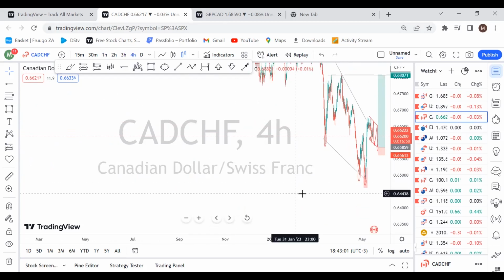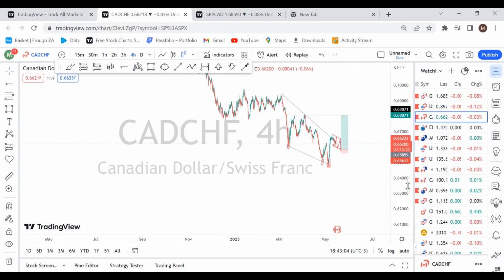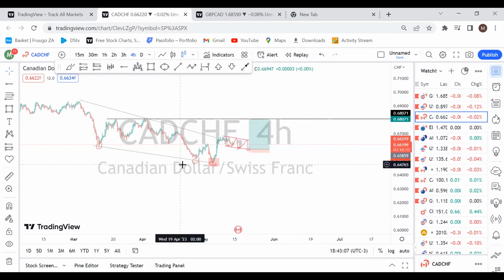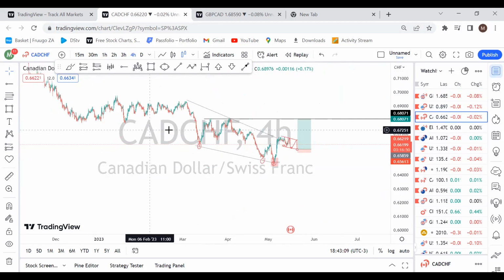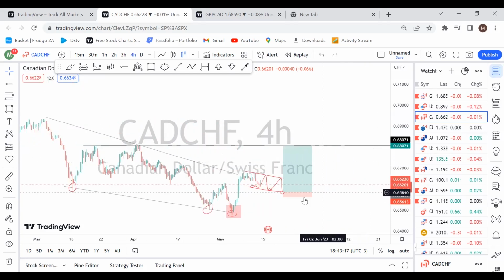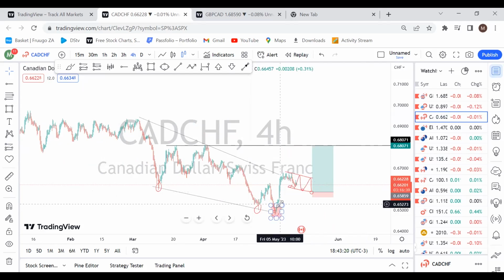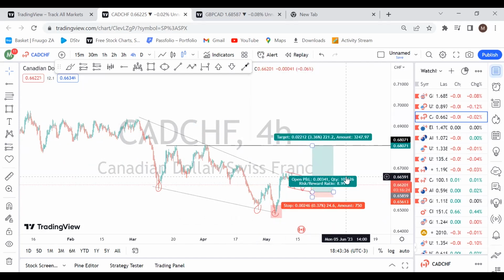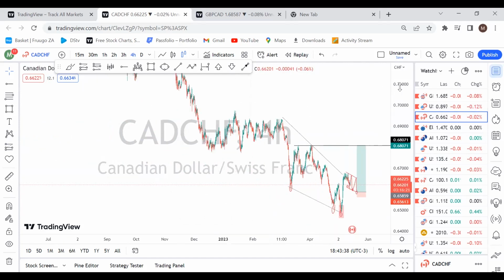And then Canadian dollar against Swiss franc. This is a descending structure, which means we're looking for bullish movements, bullish reversals, which we had around these areas. The price rejected the third touch, gave us a huge impulse to the upside, and now we're waiting for some kind of correction right there to form so we can look out for our entries to the upside.